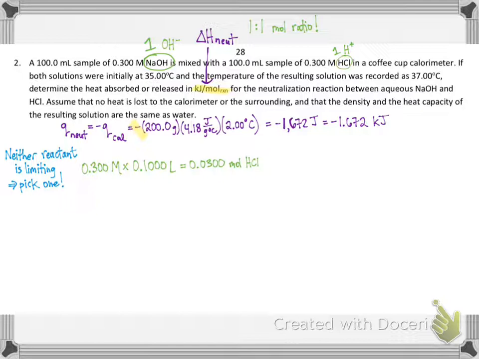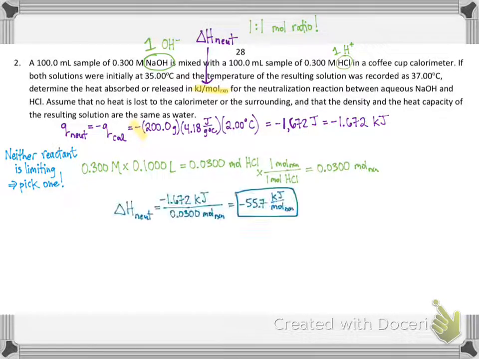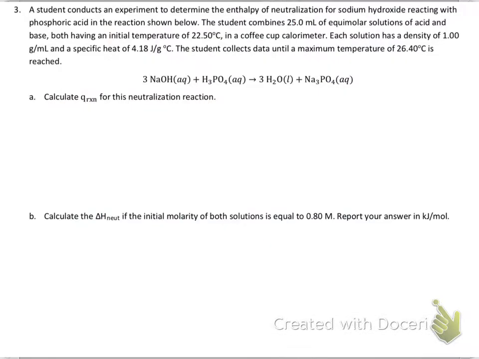So first, I pick one of them, and I multiply to get the moles, and then I convert from the moles of whichever chemical I picked into moles of reaction, which is 1-to-1. And finally, I plug into delta H, giving us a calculated value of negative 55.7 kilojoules per mole reaction. Let's try one more that's just a little more interesting, shall we? Now we want to determine the enthalpy of neutralization for sodium hydroxide reacting with phosphoric acid.